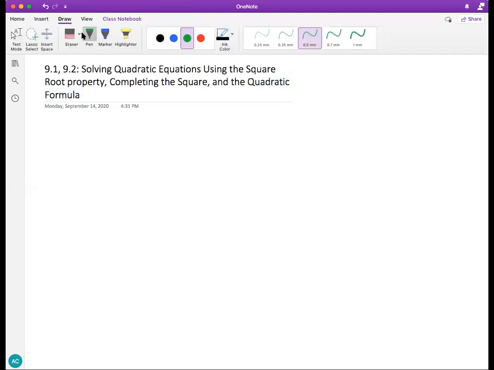And when you have a question like this, the question will specify what method to use. So you have to use the method that's specified by the question, not just any other method, unless the question does not specify what method to use. So let's first review solving by factoring.